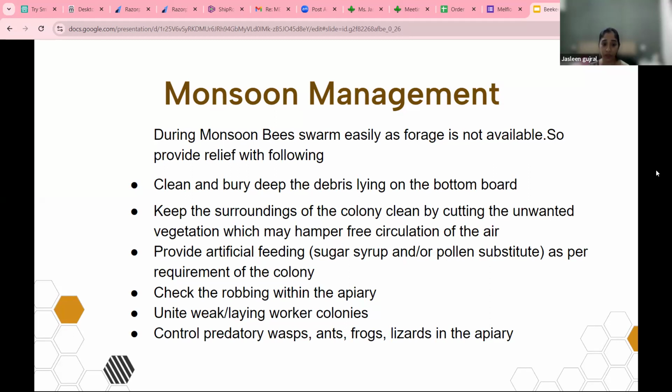Then feeding is very, very important, and also try and see that if there is any weak colony, you can unite it by giving the strong colonies to that weak colony. Also, monsoon management is so necessary because of ants, specifically ants and wax moths, a kind of insect which comes inside the bee boxes because they get the space to lay the eggs. So they need to be controlled by keeping the surroundings clean. This was the management of the bees during these 3 seasons.